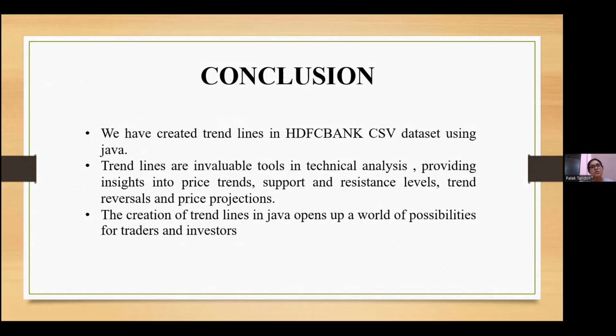So in a nutshell, we can say trend lines are invaluable tools in technical analysis. They provide insights into price trend, support level and resistance, as I told. Then they also tell us if any trend reversal can take place, as I told, in the support and resistance level, that if a reversal takes place, it can be from support to resistance or resistance to support. Then we can see the various price projections. It helps in predicting the future of any stocks. So the creation of trend lines in Java opens a world of possibility for traders and investors.